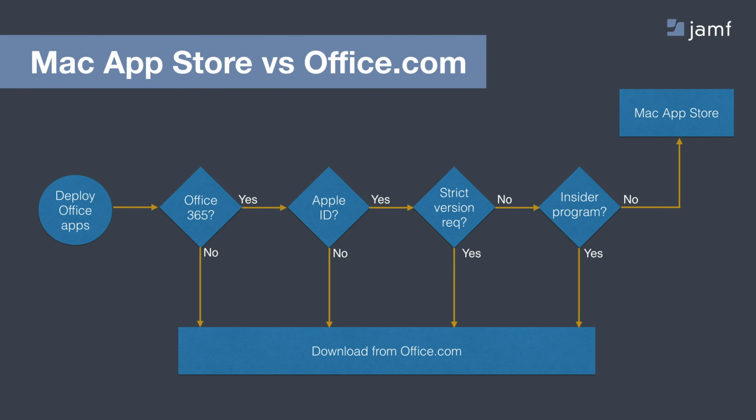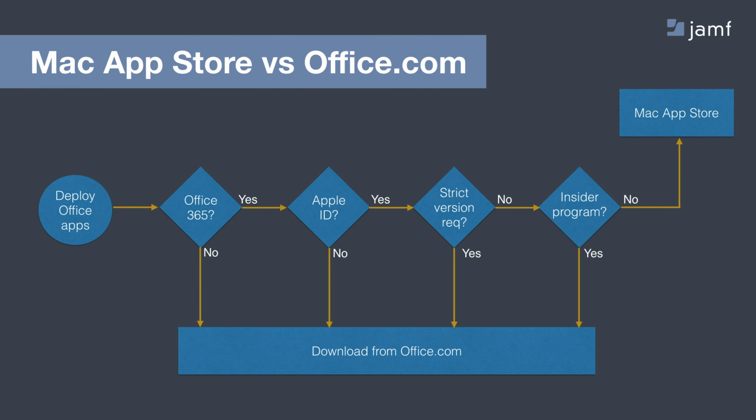I mentioned a little earlier that as of January of last year, we support both acquiring Office from the Mac App Store and also from our content delivery network, our CDN, or what I'll refer to here as office.com. You may be wondering which option is better. So I put together this quick workflow to help you decide the best path for your environment. It's based on four questions that you should ask yourself, and the answers really become the deciding point as to where you should get Office from.